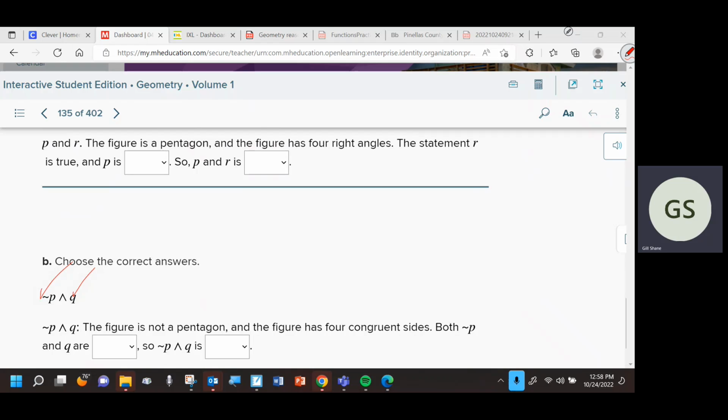What is the symbol in between asking us to evaluate? What kind of statement? It's an and statement because I could turn this symbol into an A, which means it's an and statement. In order for an and statement to be true, they both have to be true. They are both true, so we're good to go. That whole compound statement is a true statement because each individual statement was true.